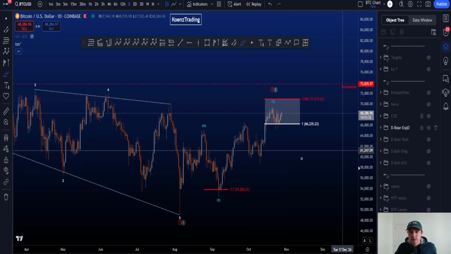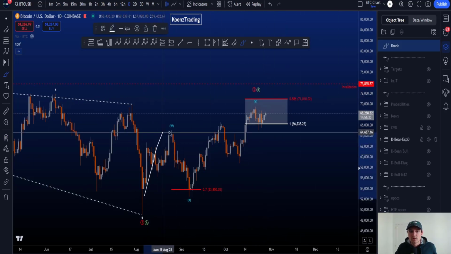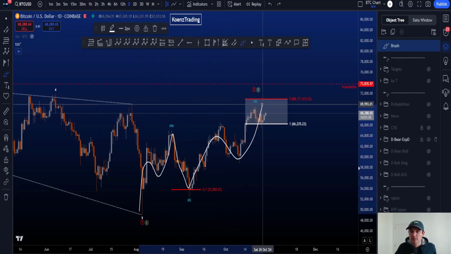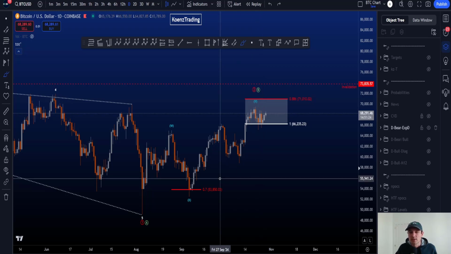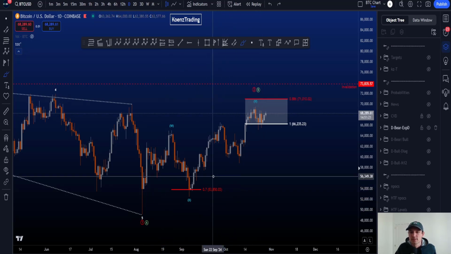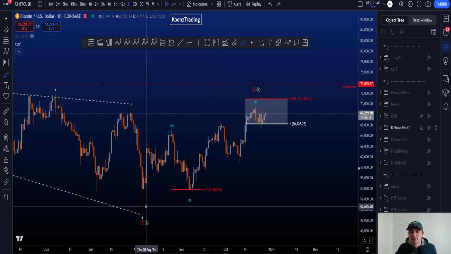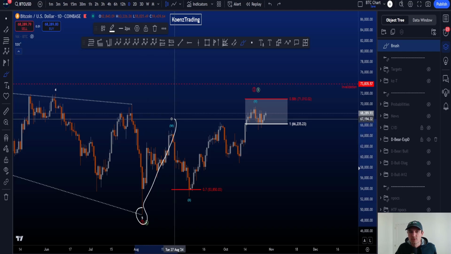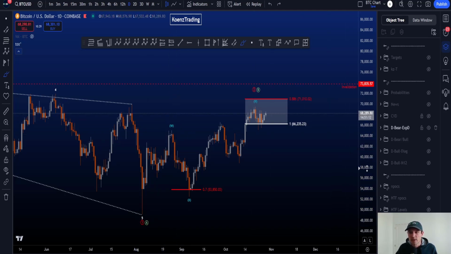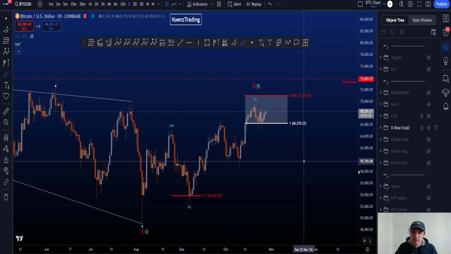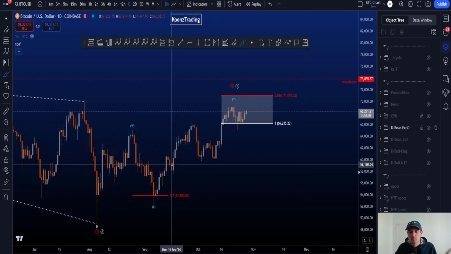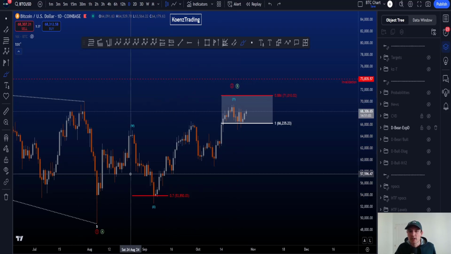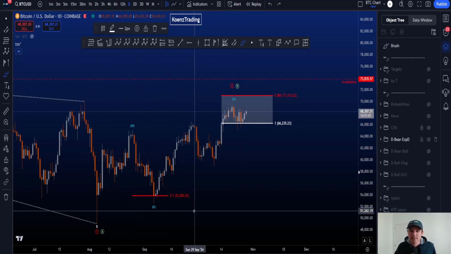Now, in this case, we have a WXY inside 2B, which is a double zigzag. So you need to have an ABC correction and another ABC to the upside, WXY double zigzag. Now, your wave X hit the 0.7, which lowers the probabilities for a double zigzag WXY, 0.7 taken from the start to the end of your wave W. In a previous live stream, we were also thinking about whether we can think about anything else here besides a WXY where X hits the 0.7.